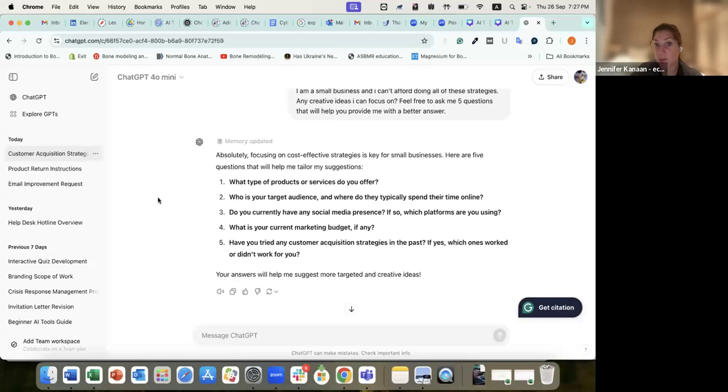What type of products or services do you offer? Who is the target audience? Where do they typically spend their time online? Do you currently have any social media presence? If so, which platform? What is your current marketing budget, if any, and have you tried any customer acquisition strategies in the past? So this is very useful. I think anyone you would hire, for example, to help you devise the strategy will have to answer these questions anyway.